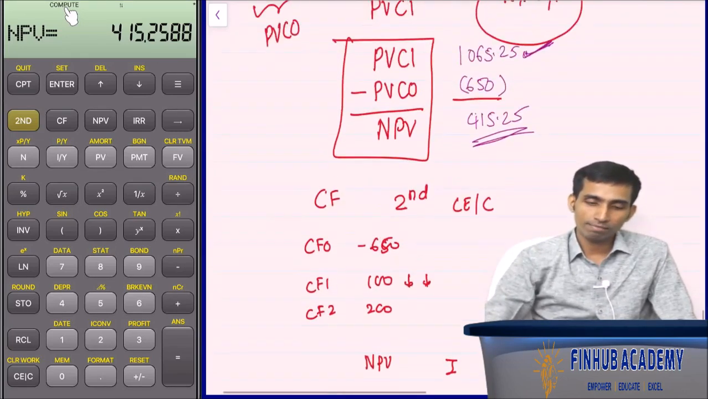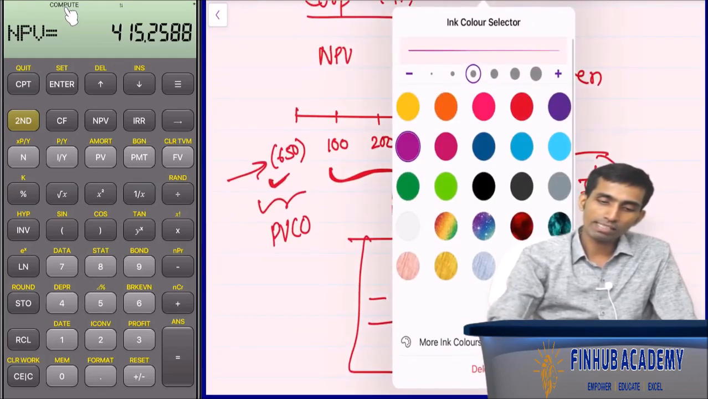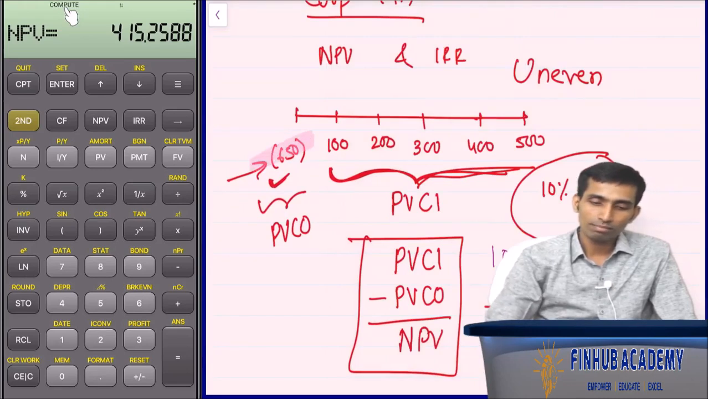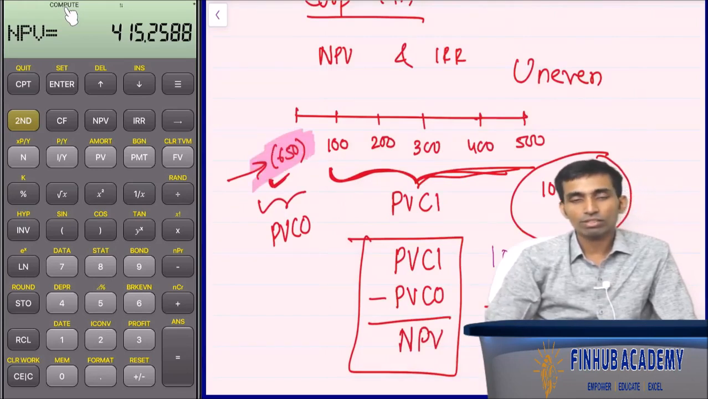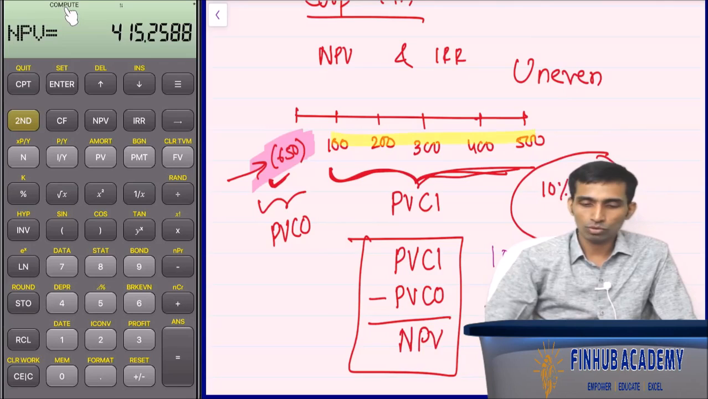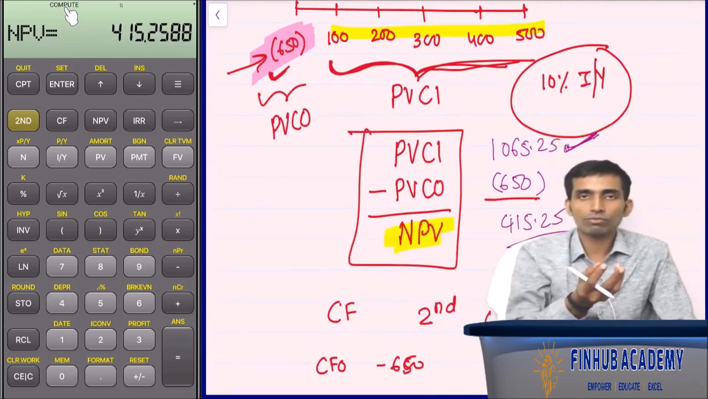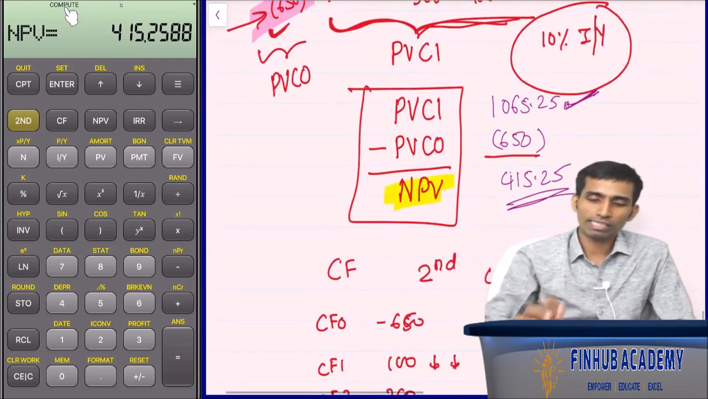Listen, this I did not tell you. This bracket is called a parenthesis, meaning a minus sign. Outflow is denoted by a bracket. This is outflow, and these all are inflows. So what is my net present value? Present value of inflow minus present value of outflow, I'll get NPV.